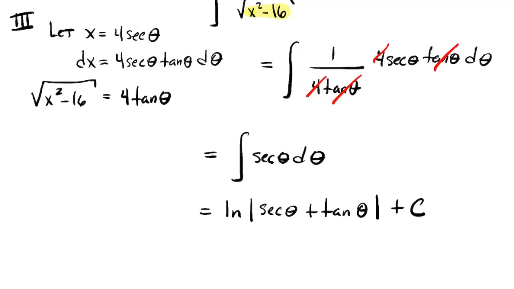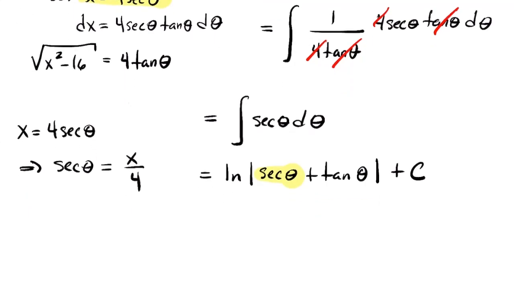So what's the last thing to do? Well, we have to replace these trigonometric expressions in terms of x. How do we do that? We take our defining equation, x equals 4 secant theta, and solve it for the trig function. Secant theta is x over 4. Now, that's nice. That tells us directly how to replace secant of theta. It's going to be x over 4. We have to use the triangle to find tangent of theta.